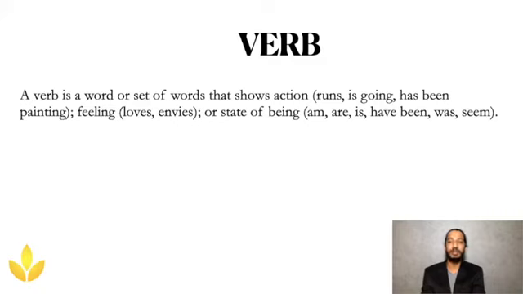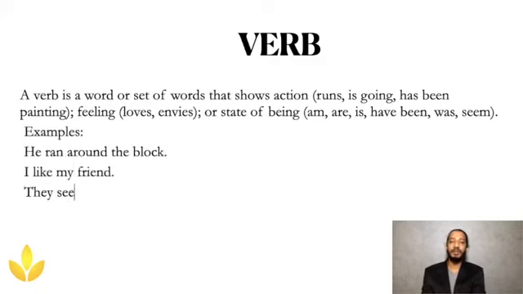Now let us look at some examples here. He ran around the block. I like my friend. They seem friendly. So the words ran, like, and seem all become verbs there.